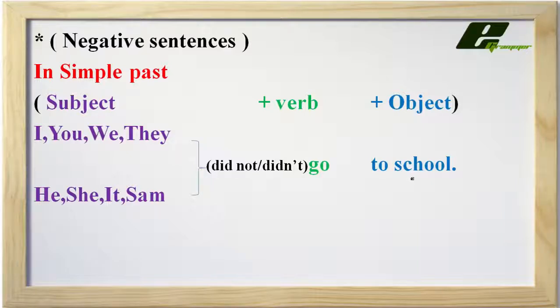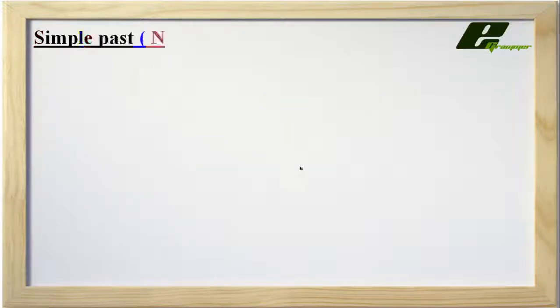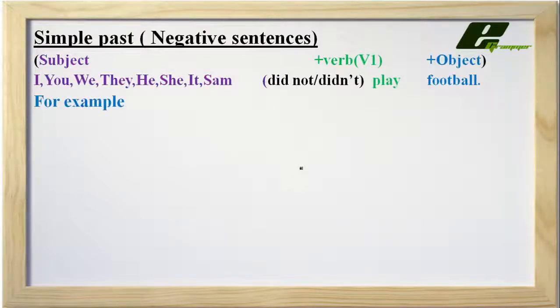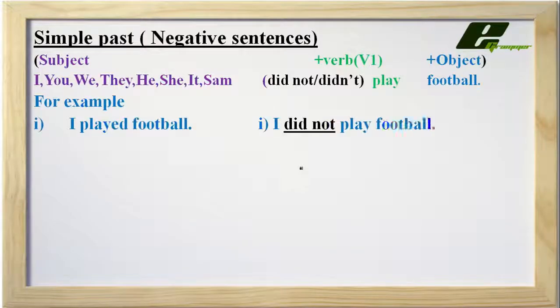Understood? Now we are going to use it: Sam did not go to school. This action had taken place in the past. Instead of did not, you can use didn't. Sam didn't go to school. See some examples. We'll transform some sentences into negative sentences so you get it much better. For example, I played football. What do I write here? I did not play football.